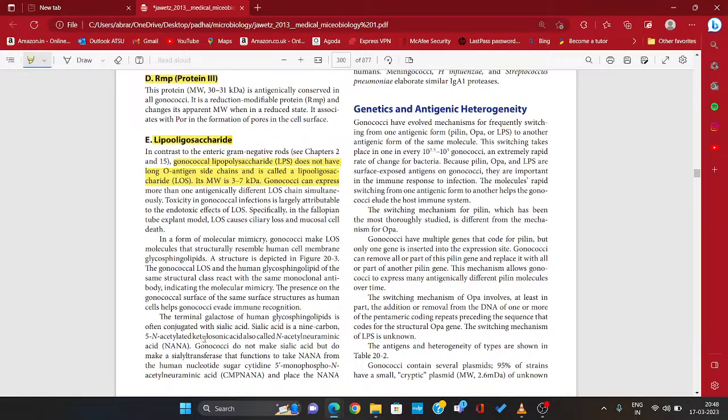The terminal glycose of the human glycosphingolipid is often conjugated with a sialic acid. Sialic acid is a 9-carbon, 5-N-acetylated keto-sugar acid, also called N-acetylneuraminic acid, NANA.